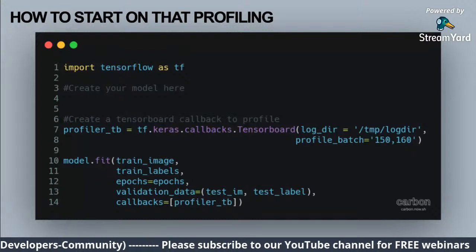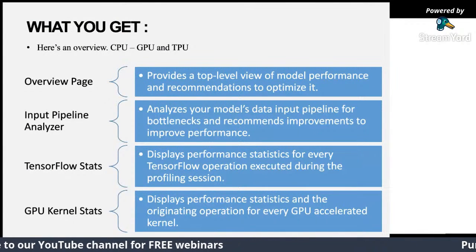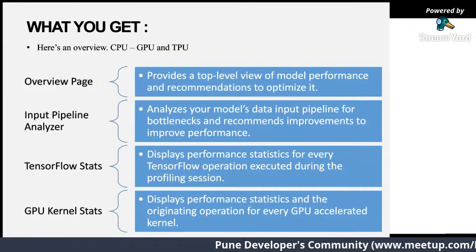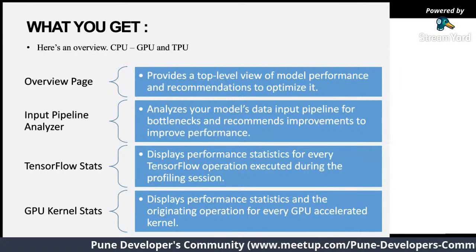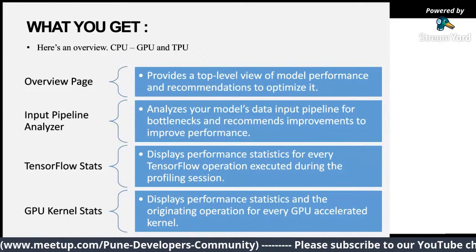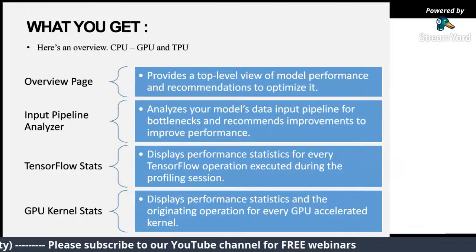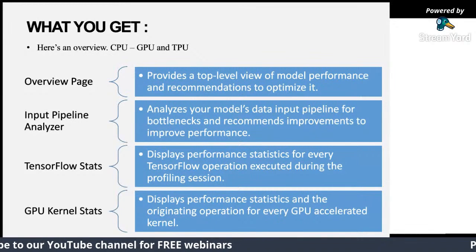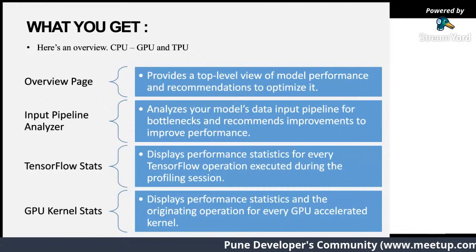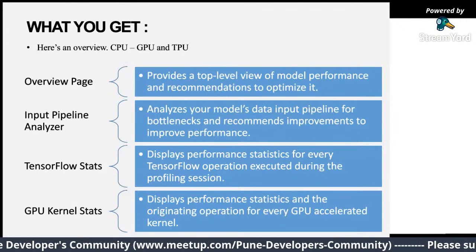So, moving ahead, what do you get in TensorFlow Profiler? There are four common tools that you can see: an overview page, an input pipeline analyzer, TensorFlow stats and GPU kernel stats. The overview page will provide you a top level overview of model performance and recommendations, like a step time graph. It will tell you how much time was spent fetching inputs, giving outputs, kernel loading, and host loading, and all these times are specified in this overview page.